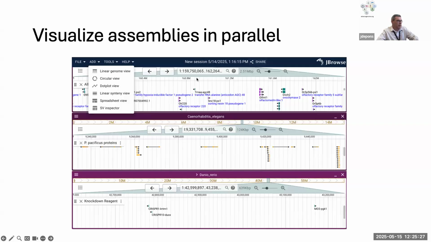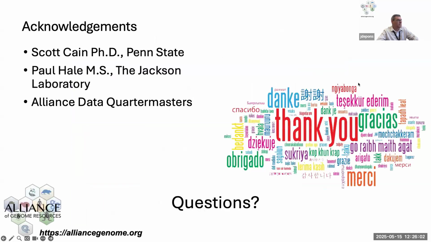Last thing, this may seem obvious, but I just think it's kind of neat that I can go up and add a linear genome view and then a dot plot view, or multiple linear genome views. So in this case, I just added a gene track for rat and a protein track for worm, and then a zebrafish knockdown reagent track, which are unrelated, but the point is that you can add anything you want all in your view, which makes it kind of nice for building screenshots or whatnot. It doesn't have to be species or even track type specific in your view.